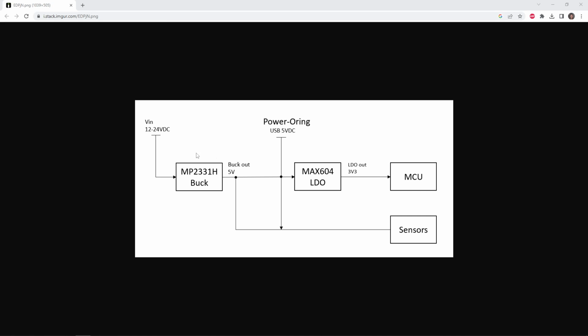Therefore, in this example, they've used a buck converter, stepping down from 12 to 24 volts to a far more manageable output voltage, 5 volts, which is still higher than this LDO's dropout voltage, and then using that to generate 3.3 volts, and therefore reducing the power dissipated in the LDO.